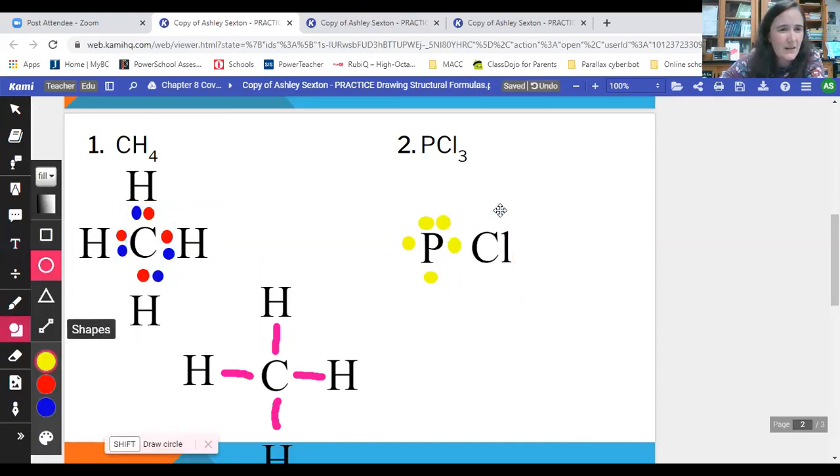Chlorine will have not a very good purple, but we'll do that. Purple, all right? So chlorine had 1, 2, 3, 4, 5, 6. There's its 7th. So here are the 2 that they are going to share. And then I'm going to do that again 2 more times because I have 3 chlorine. So I got to put 1 here and I got to put 1 here.